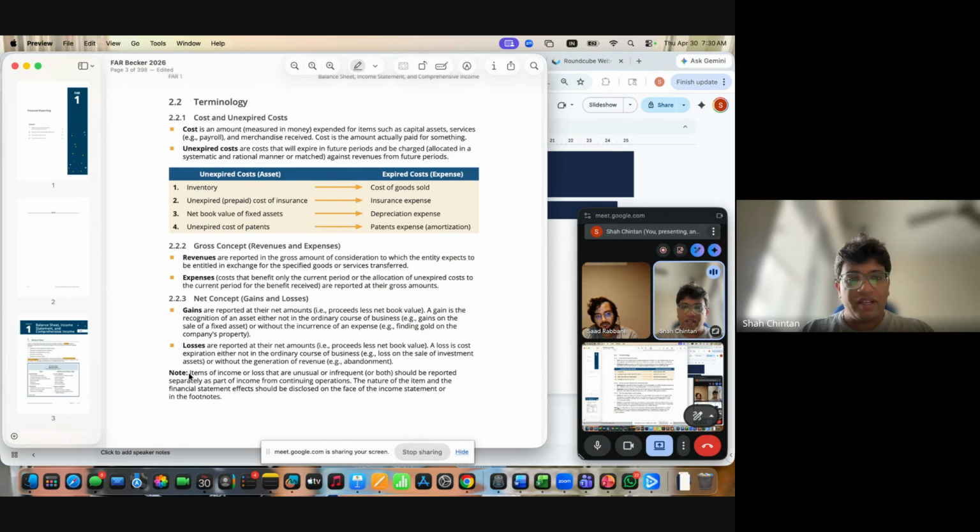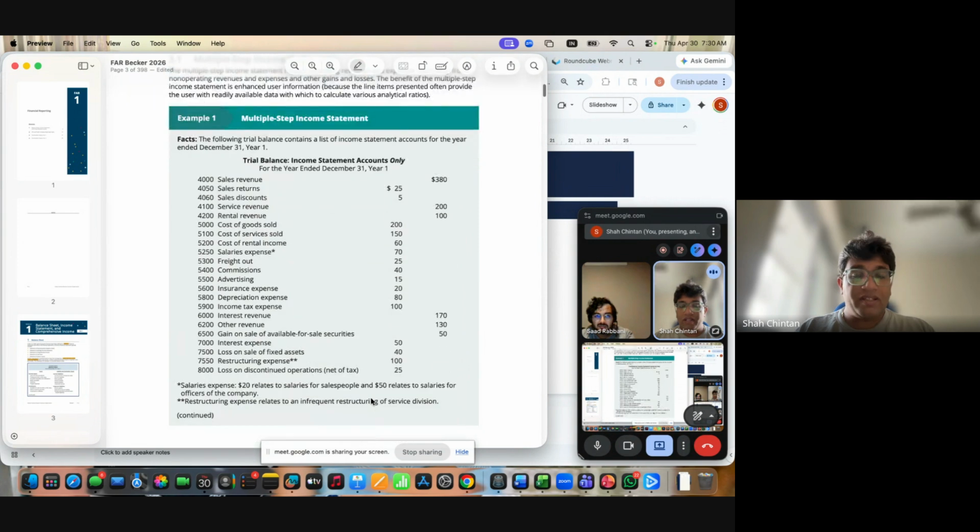Items of income and losses that are unusual or infrequent or both should be reported separately as part of income from continuing operation. This will help users of the financial statement understand that these items may not reoccur in the future.